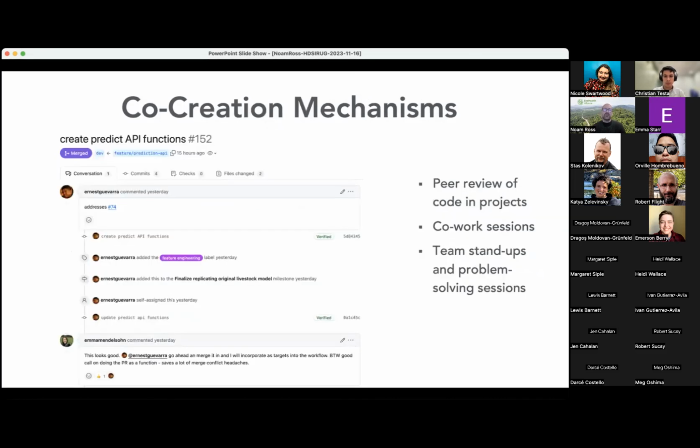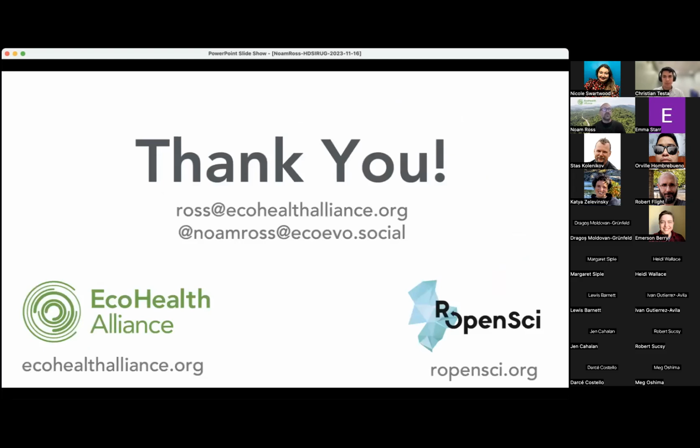I have a few other things I can point to. One of them is different mechanisms for co-creation via peer review of code in projects and co-work sessions that we like. And I can get into some of those specifics, but with the time we have left, I think I want to wrap it up there and leave a little bit of time for questions. So thank you very much, and I'd be glad to hear either what you want to ask or what you want to say. Like I said, this is a new talk that I'm giving, so I'm interested in what you find most compelling or what you think there should be more or less of.